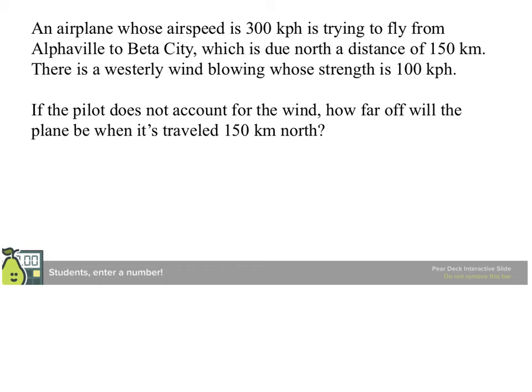The airspeed is literally the speed of the plane relative to the air. So that air is going to be carried towards the east by the wind, but the plane itself will move against that. If we draw a picture quickly, we have our two cities here, and we know that this distance is 150.